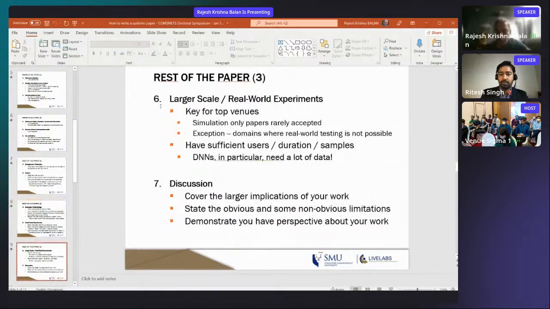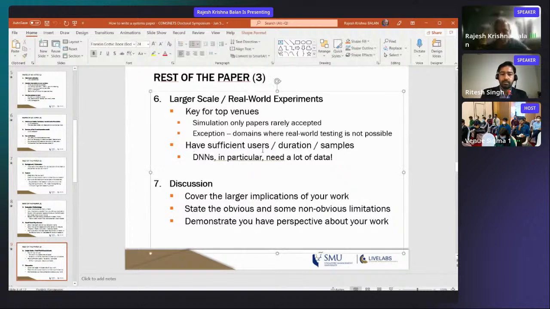Yeah, and then finally, for top conferences, you also need larger scale real-world experiments, right? Simulation-only papers are rarely, if any, accepted at any SIG Mobile top venue, SIGCOMM or SIGOPS these days. You need to have something real, right? Unless it's an area where there is no real implementation. Then you might be able to get away with a simulation, right? Maybe, but those are really hard.